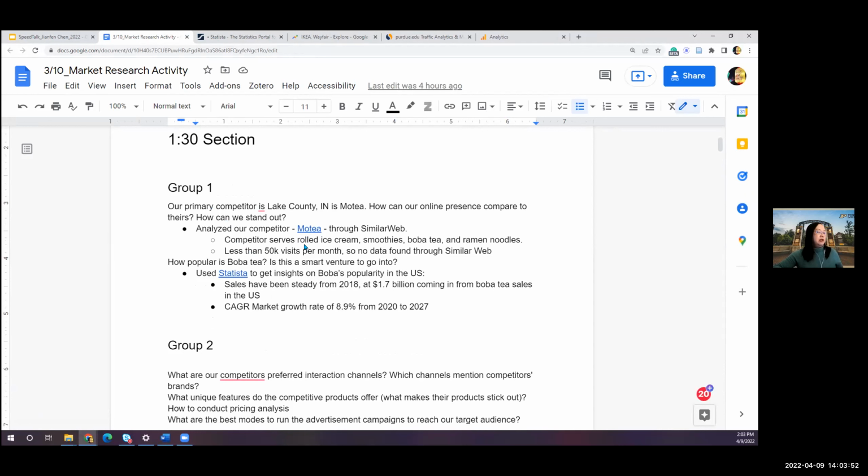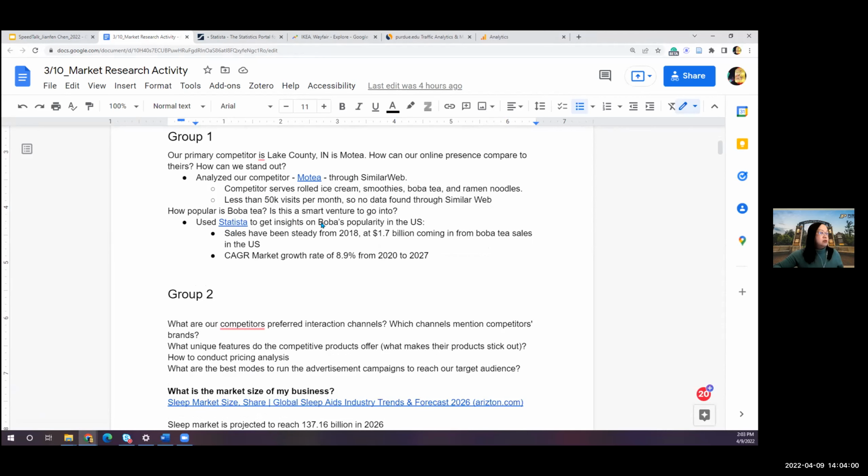In this first section, as I said, one group is really interested in starting a boba tea business. So they analyzed their competitor boba tea by using Similarweb. And they also used Statista to get some insights on boba tea's popularity in the US.